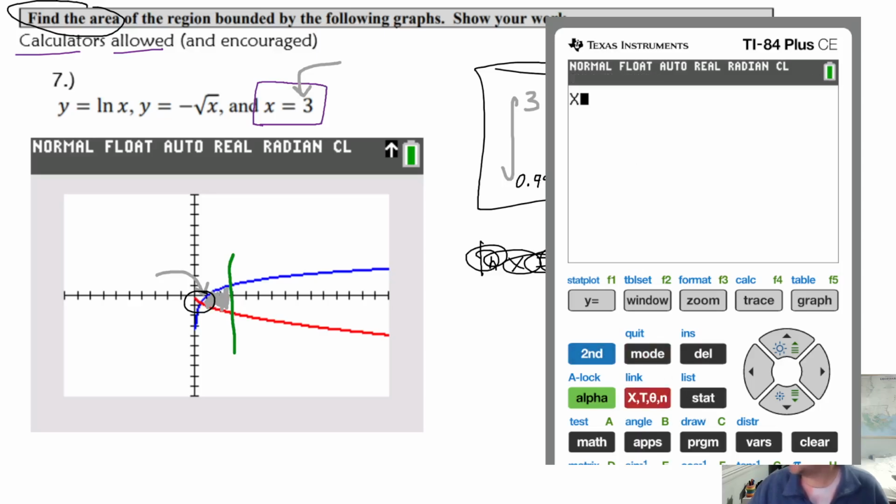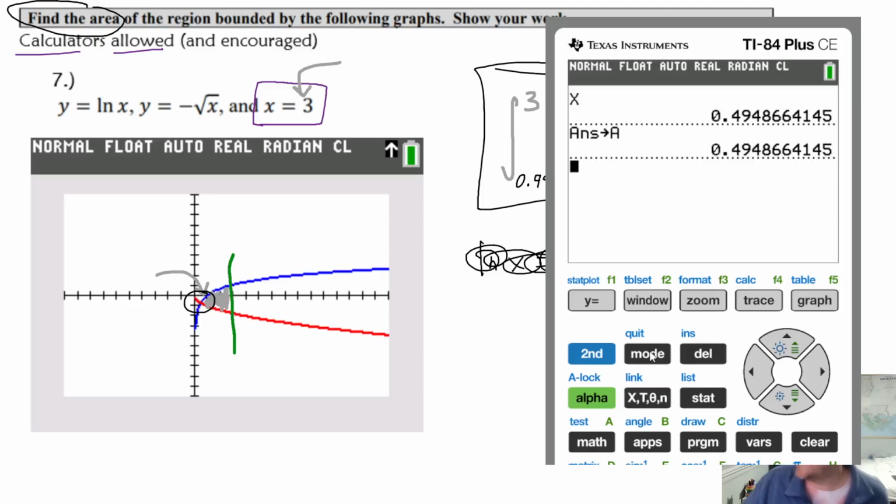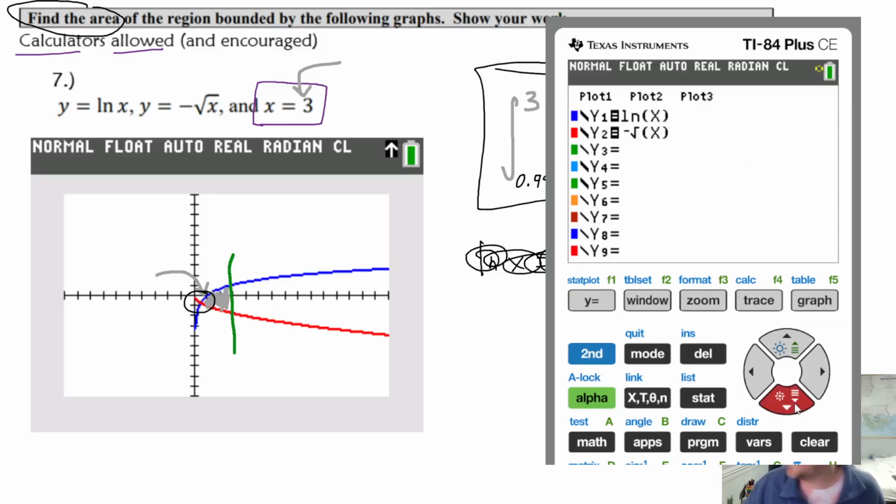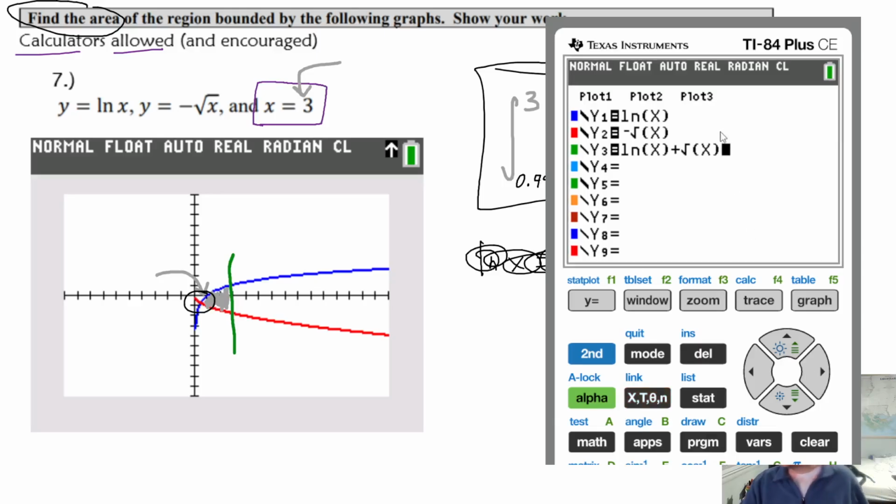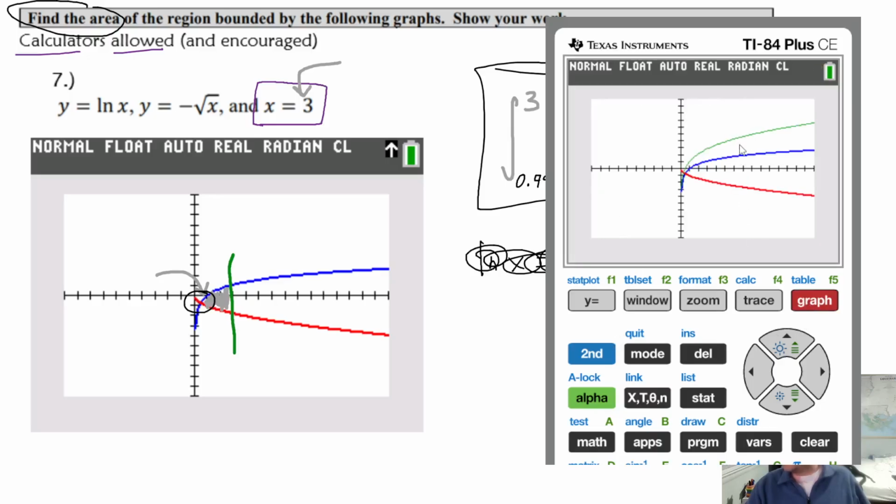And while you've got x handy, you might want to save it. So we can go store as alpha a. I've now got that as a. But now I'm going to go into y equals, and I'm going to enter this. This one's easy enough to just do. Like I could do the y1 minus y2 thing again, but let's just literally type ln of x minus minus, meaning plus square root of x. And we know that we're looking for the area under that curve, so that one is the green one. So if I hit graph, I want this green guy.